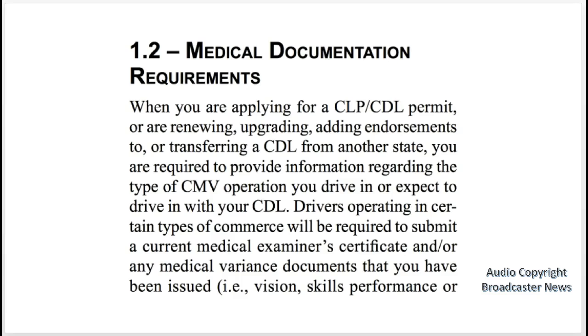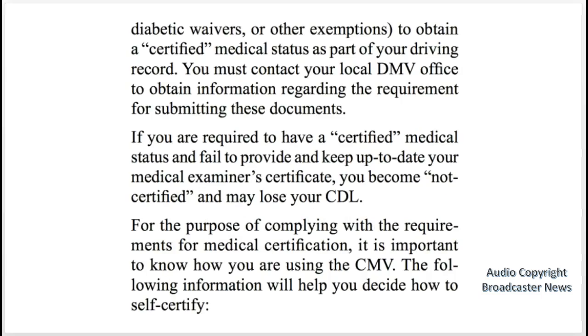1.2. Medical Documentation Requirements. When you are applying for a California Department driver's license permit, or are renewing, upgrading, adding endorsements to, or transferring a CDL from another state, you are required to provide information regarding the type of commercial motor vehicle operation you drive in or expect to drive in with your CDL. Drivers operating in certain types of commercial will be required to submit a current medical examination certificate or any medical variant document that you have been issued. Example, vision, skills, performance, or diabetic waivers, or other exemptions.